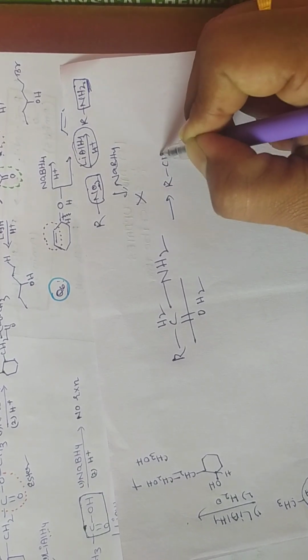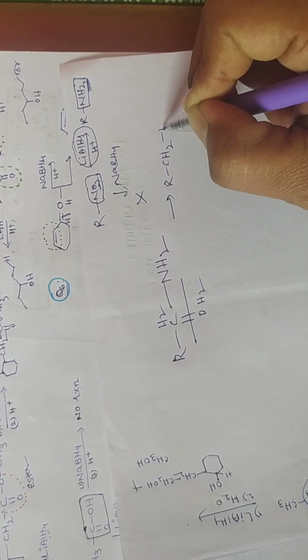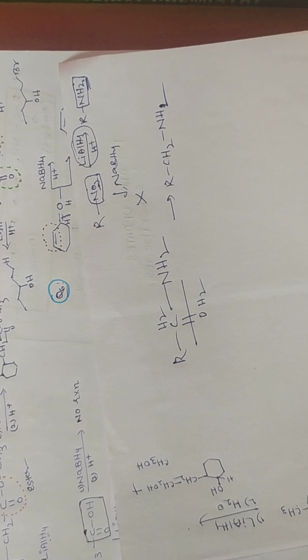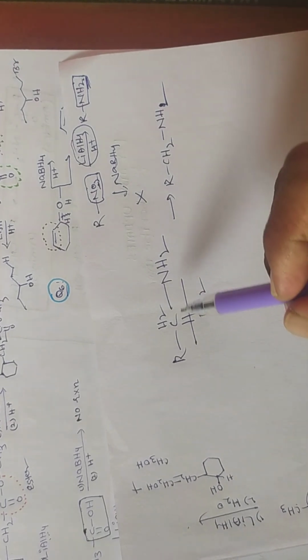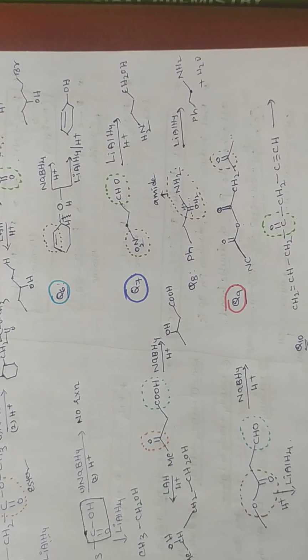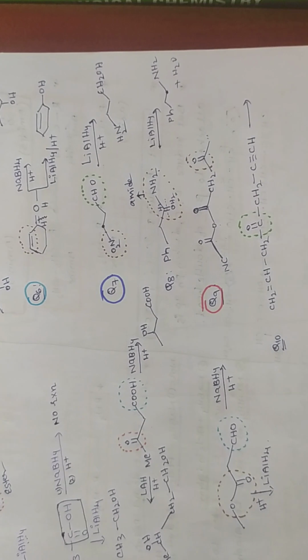A primary amine. These reactions, lithium aluminium hydride and sodium borohydride reactions, are very important for JEE Mains and NEET, and also more useful for conversion reactions. How do we convert amides to amines? By using lithium aluminium hydride, whereas sodium borohydride cannot reduce amides to amines. Only lithium aluminium hydride can do it. Okay, next you try this question.